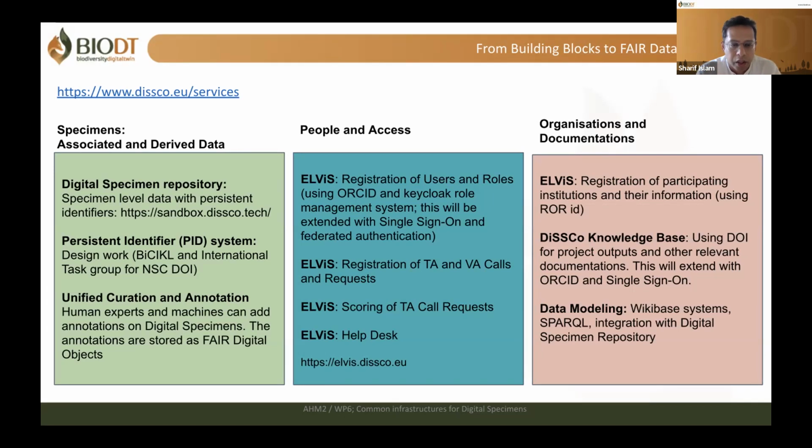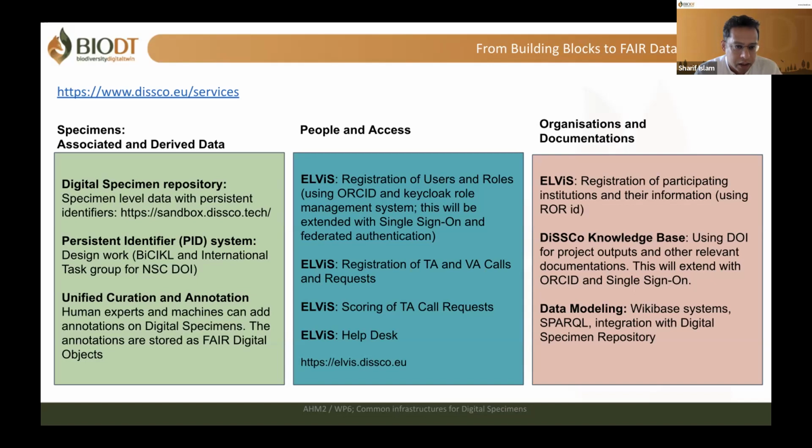Basically build a system where each of these digital specimens will get a DOI. And of course, after DOI, after the metadata, we want these objects to be dynamic. We want human experts and machines to come and enrich this data, annotate the data, a wider community curation model. And those annotations we also want to store as fair digital objects.